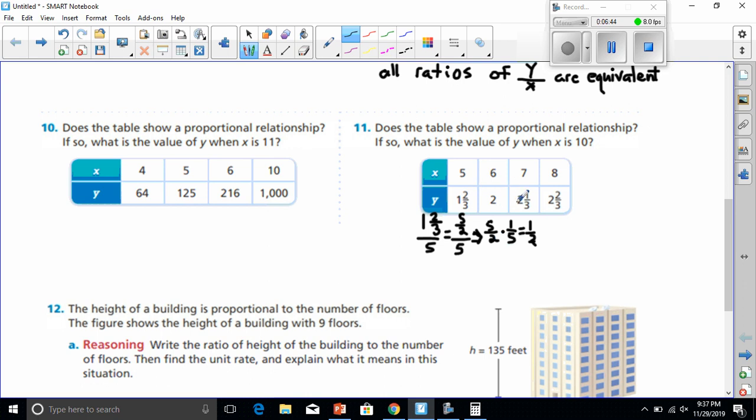So, the next one here is 2 over 6. Well, 2 over 6, 2 goes into 6 3 times, so we know that's going to be 1/3. So maybe this first one's 1/2, but the second one is 1/3.